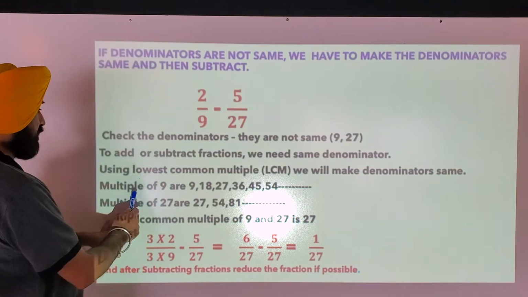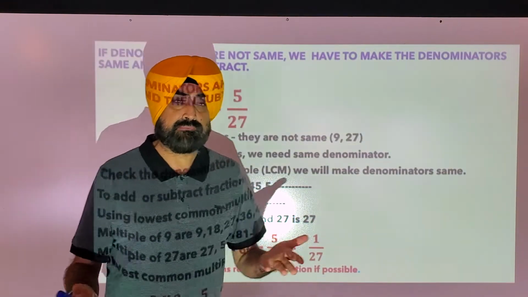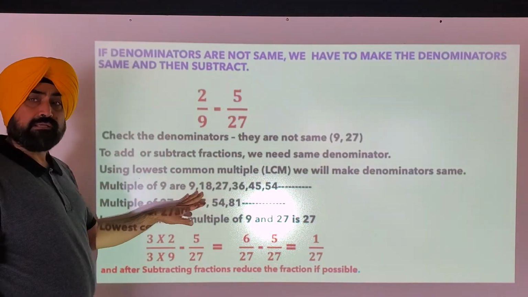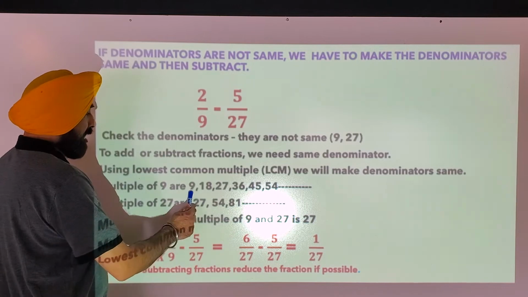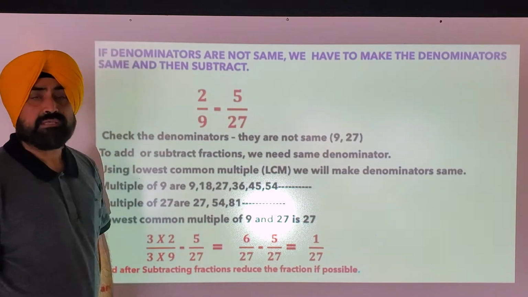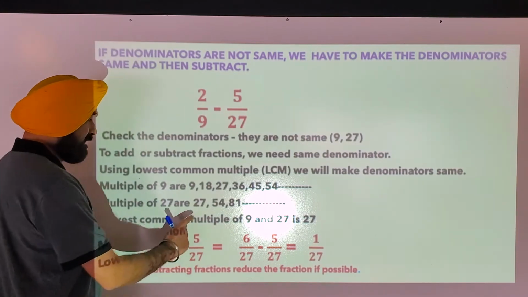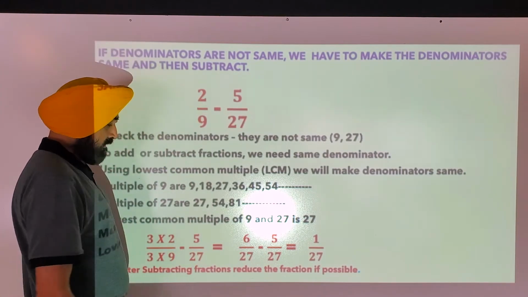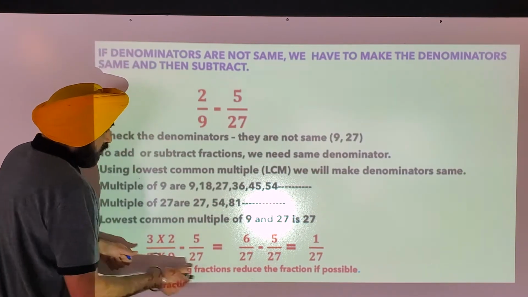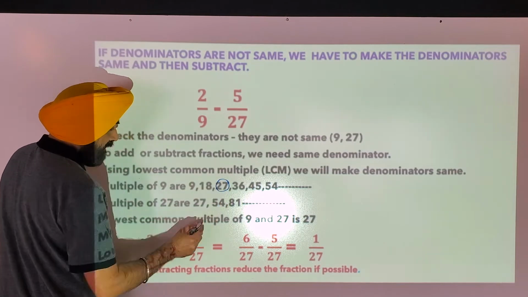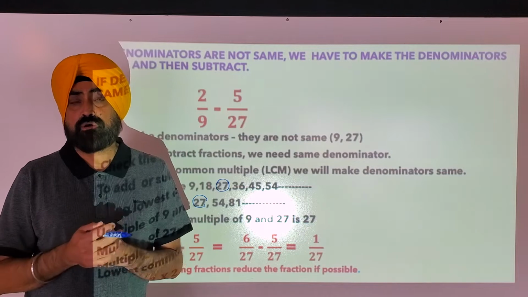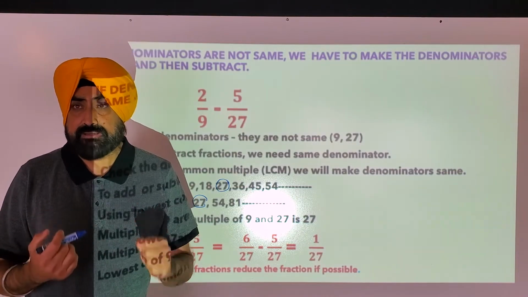Multiples means the multiplication table. So 9 times 1 is 9, 9 times 2 is 18, and so on: 9, 18, 27, 36, 45, 54, and so on. They are the multiples of 9. Similarly, we find the multiples of 27: 27, 54, 81, and so on. If you see, 27 and 27 are common, so this is the lowest common multiple of 9 and 27.